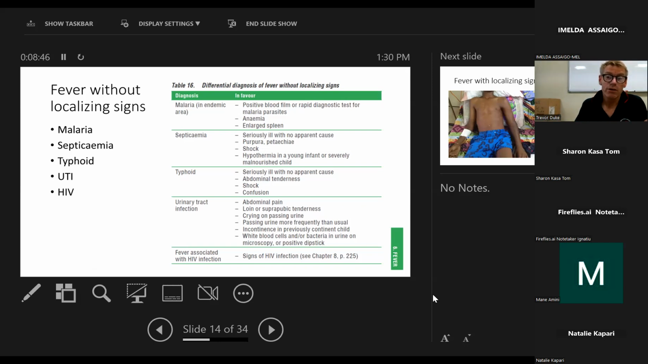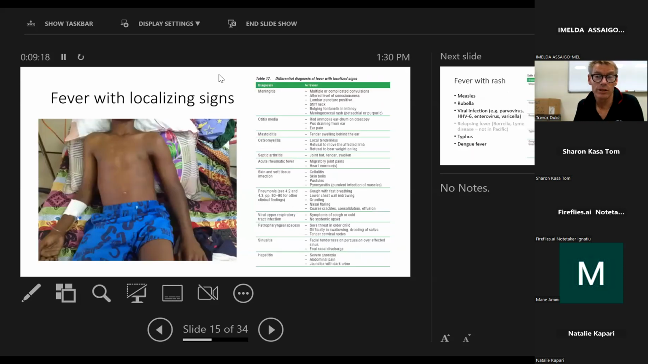And then HIV, of course, there are other features that might indicate that a child has HIV, like lymphadenopathy, or what else? Yeah, oral thrush, that's right. Persistent diarrhea, skin rashes, that's right. So again there are clues to the fever being related to HIV, but it's still sort of fever without localizing signs. Okay. Then there's fever with localizing signs.